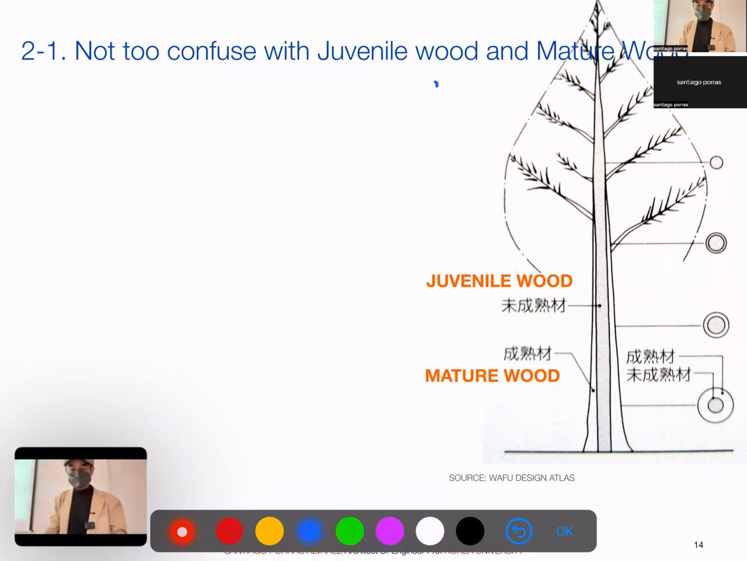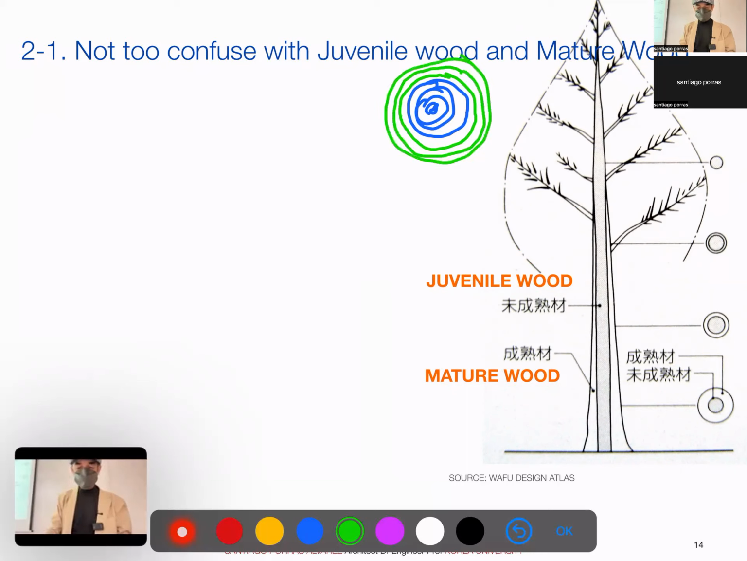So in plan it's very easy to understand, right? We have a tree with several years, and the following year a new ring appears on the outside. And the following year another ring. And after a few years, those inner rings become lignified, and become the heartwood of the tree.